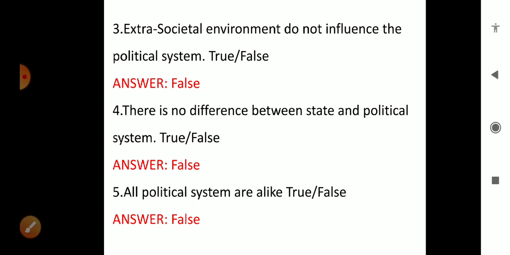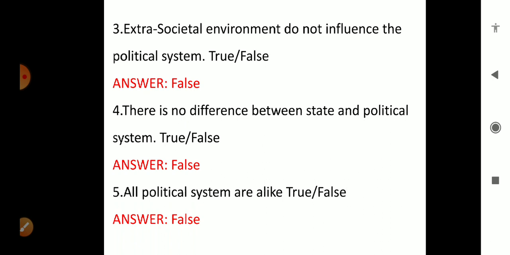The next question is, extra-societal environment does not influence the political system. True or false? Now while reading the chapter we had read that the political system works in two environments. One is the intra-societal environment, one is the extra-societal environment. Intra-societal, within the political system, whatever the environment is, it influences the political system. And in the same way, the extra-societal environment, that is outside of the political system, meaning other countries, neighboring countries, they also influence our system.